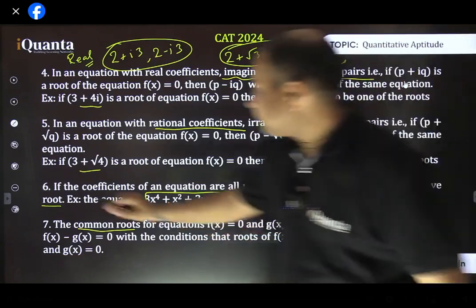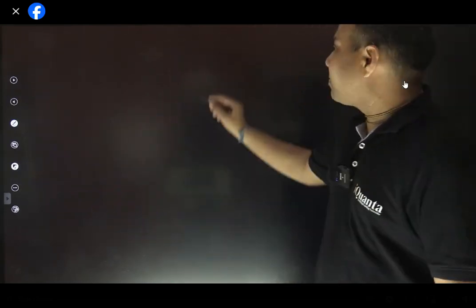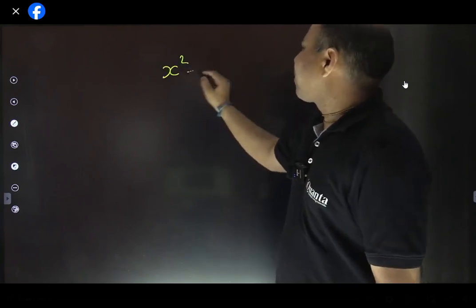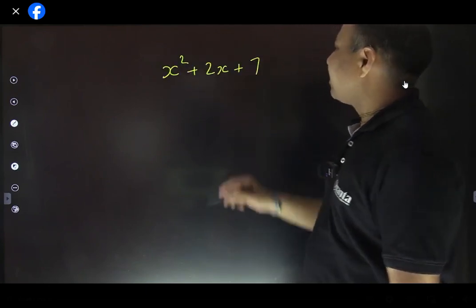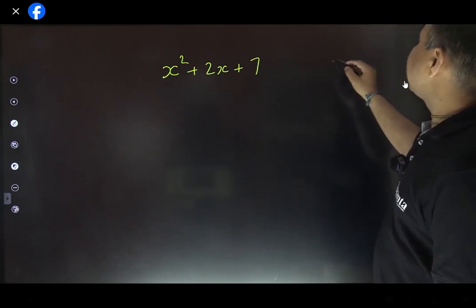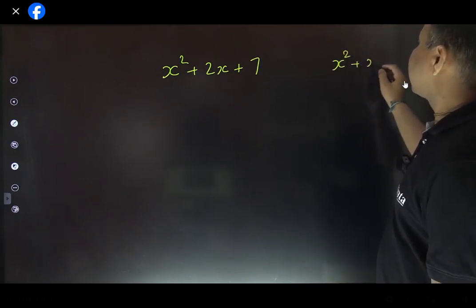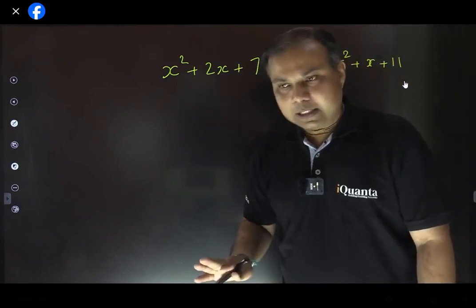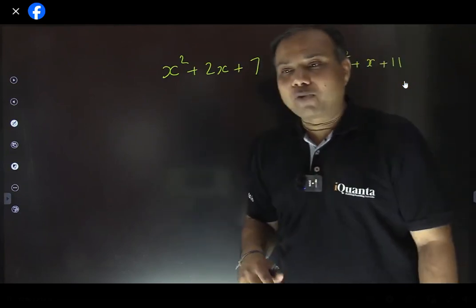Let's take a small example, although we are going to cover some questions based on this. Let's take two quadratic polynomials. One is x square plus 2x plus 7, and the other one is x square plus x plus 11. Both of them are different quadratic polynomials. Now our target is to find their common roots.